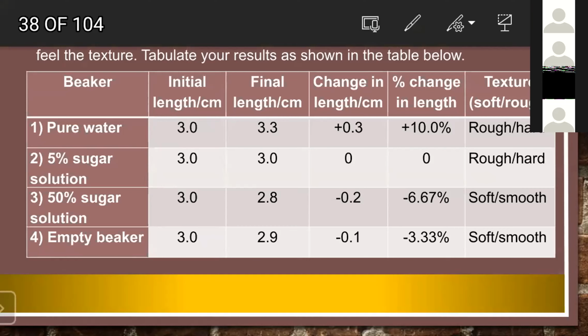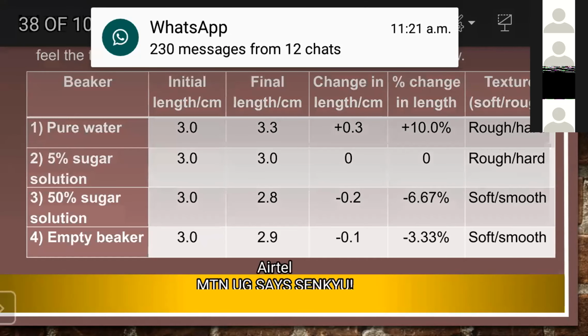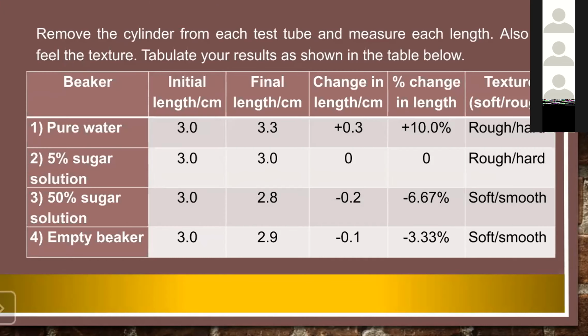Now, based on those findings, we can calculate the change in length by subtracting. That's how we got those figures under the change in length. So in pure water, we have got 0.3. In 5% sucrose, we have got 0. In 50%, we have negative 0.2. And then in the empty beaker, we have negative 0.1.